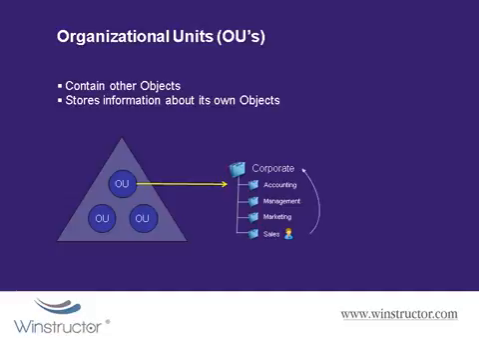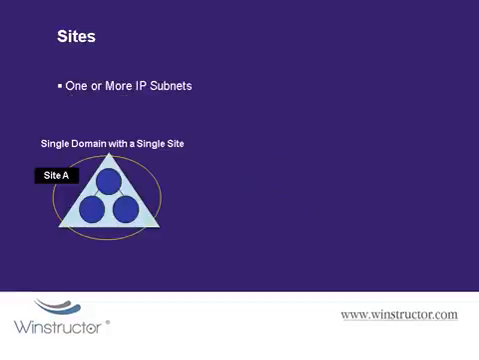But let's say our new administrator's role changes and is now tasked with managing the entire corporate network. So rather than assigning permissions to each OU individually, we can assign permissions at the parent OU of corporate, and all of the child OUs of accounting and management, marketing and sales will inherit the permissions of the parent. So using this structure, we can assign permissions only once.